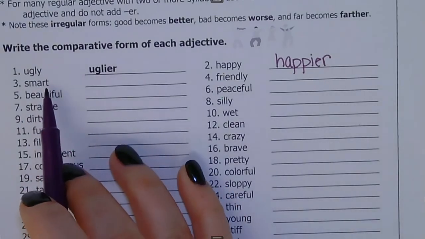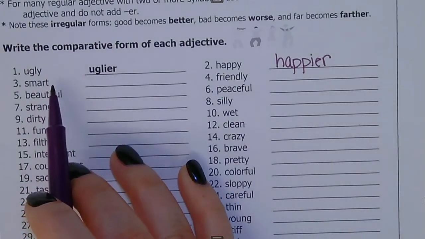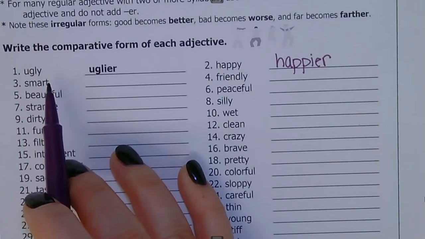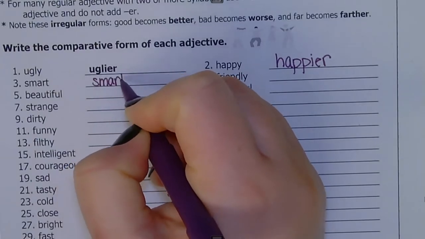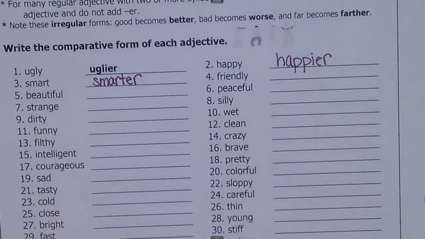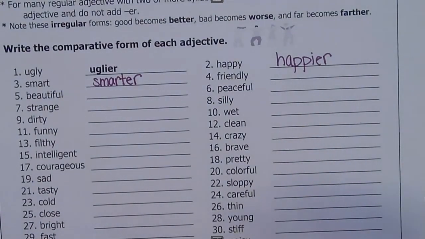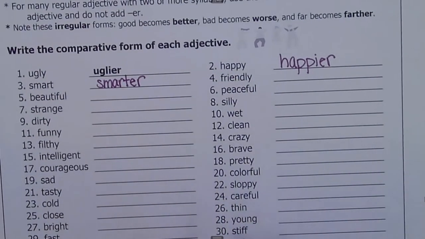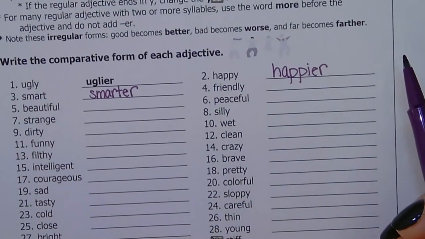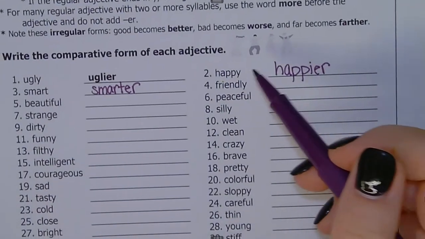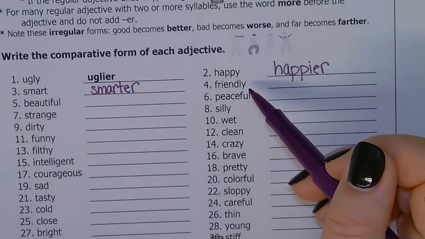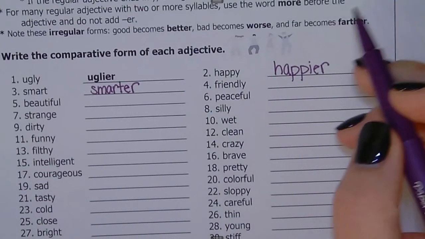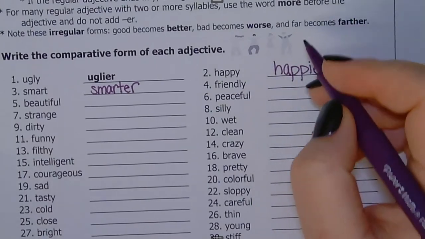Smart. Comparing two things: my dog is smarter than your dog. Smart is a one-syllable word, so I just add ER. Smarter. Friendly. That is a two-syllable word, and it ends in a Y. So when I say my dog is friendlier than your dog, yes, I would change my Y to an I and add ER.